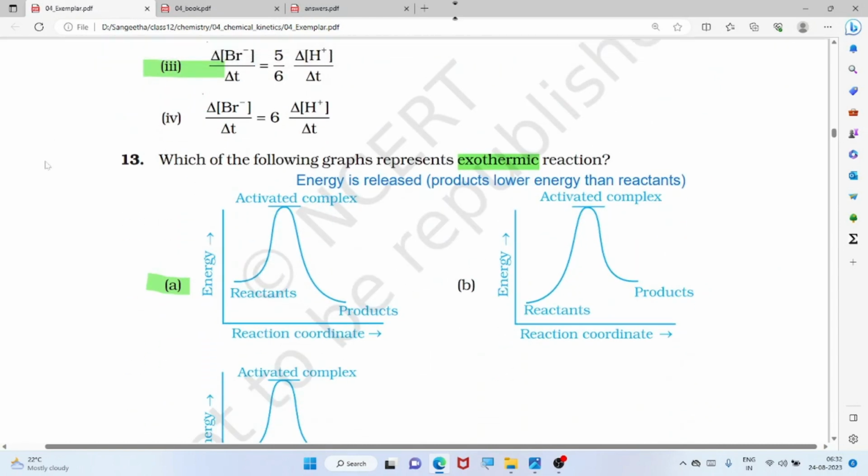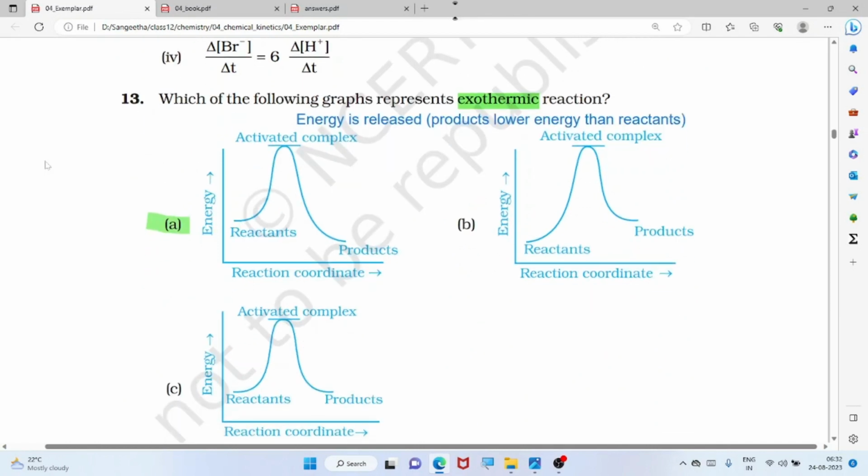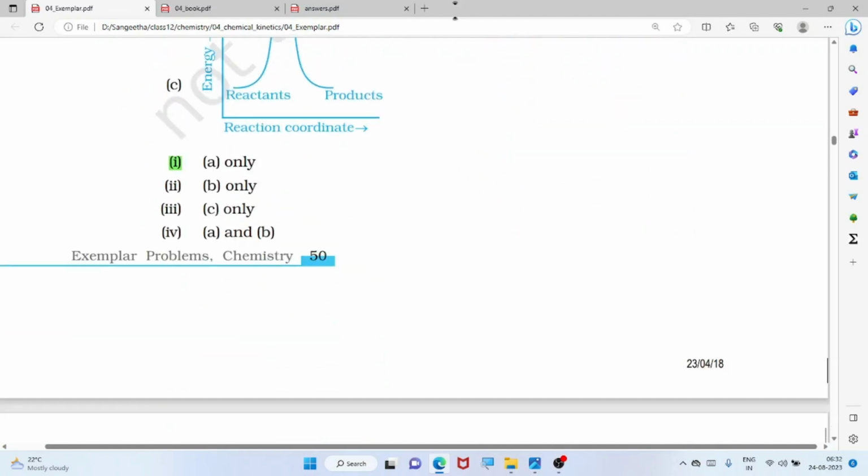Which of the following graph represents the exothermic? Okay, energy is released here, that is product energy is lower than the reactant energy. Product energy is here, this is the energy, the product energy lower than the reactant energy, so the energy is released in the exothermic one only.